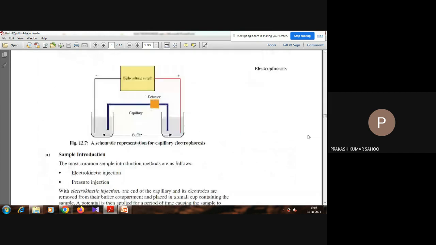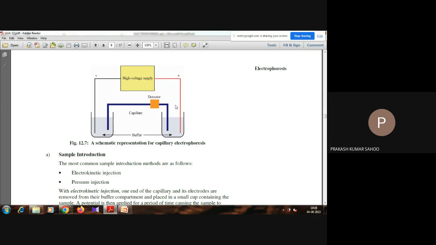Then we have capillary electrophoresis, and this is just a figure of your capillary electrophoresis, where these are the buffer solutions, and we have the current or supply of electricity here at the two ends. This is the anodic part and this is the cathodic part, and there is one detector here.